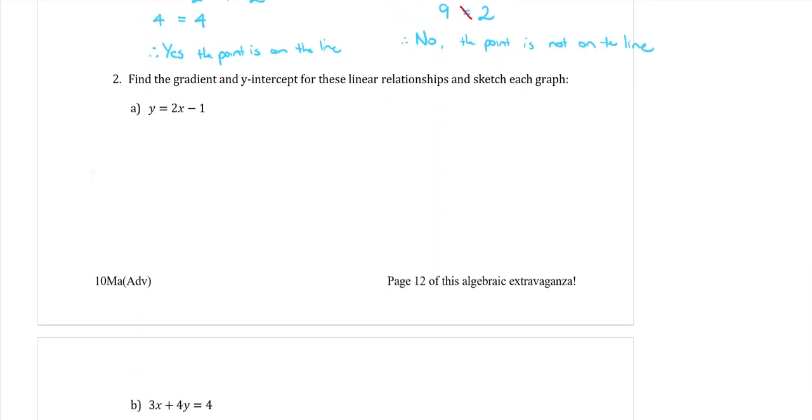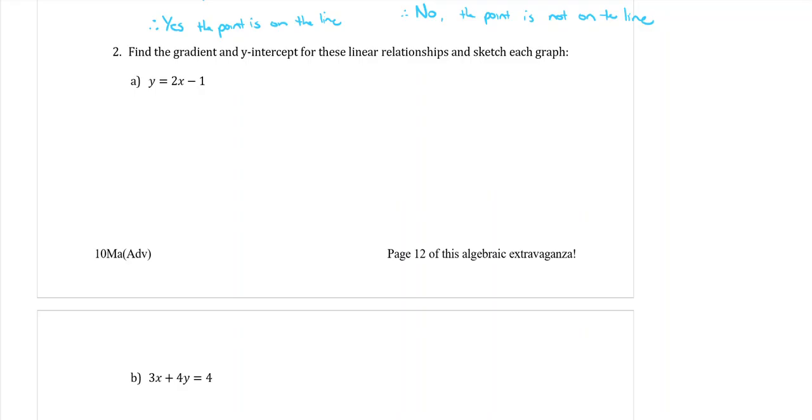Question 2. Find the gradient and y-intercept for these linear relationships and sketch the graph. Now, you may use y equals mx plus b or y equals mx plus c. I'm going to use the new version, which is y equals mx plus c, but I don't really mind which one you use. So the gradient is whatever's in front of the x, and the y-intercept, which we're using the letter c, is the number that is on the end, usually the number without the x. So for this particular question, the m is going to be equal to 2, and the y-intercept, which is c, is going to be equal to -1.